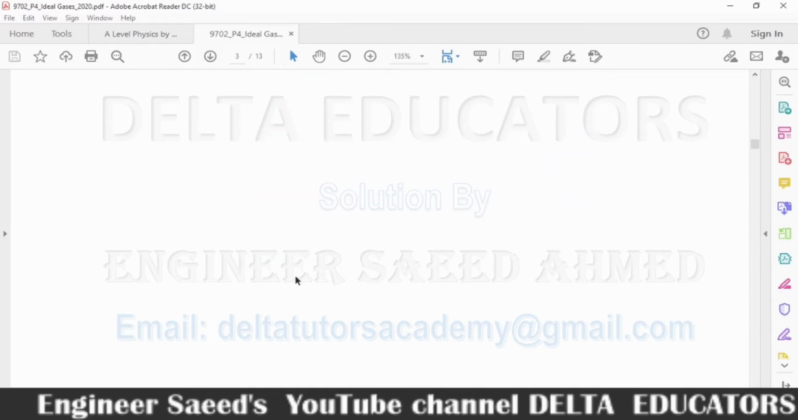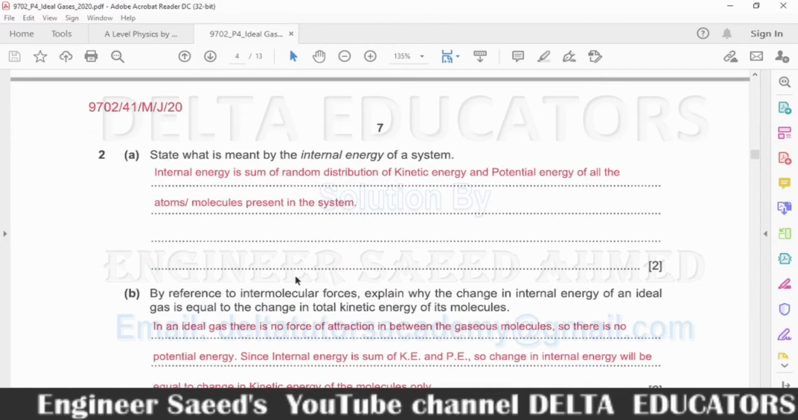Okay, it is end of the question. Next question, it is from paper 4 variant 1 of May-June 2020. Part A, state what is meant by the internal energy of a system.